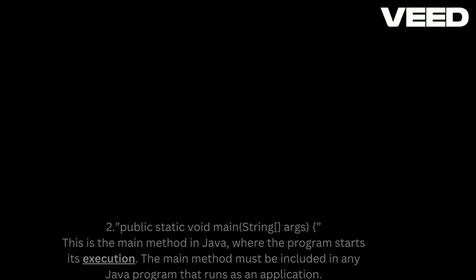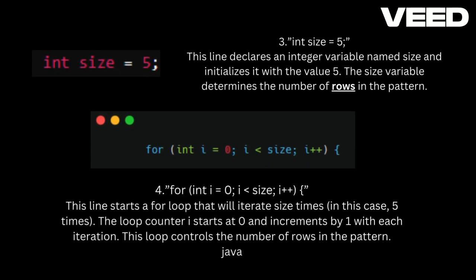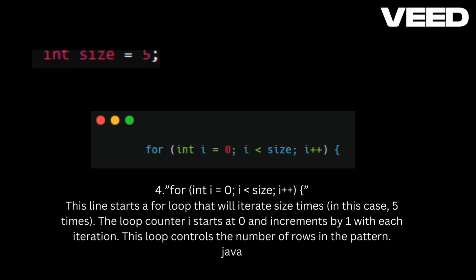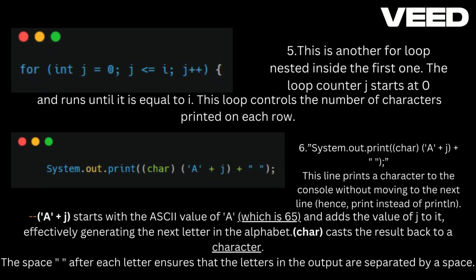Line number 3, int size = 5. Here we declare the integer variable size with the value 5, and it stores the number of rows in the pattern. Now line number 4, where i starts from 0 and runs till the size, that is 5, being incremented by 1 each time. This loop controls the rows in this pattern.